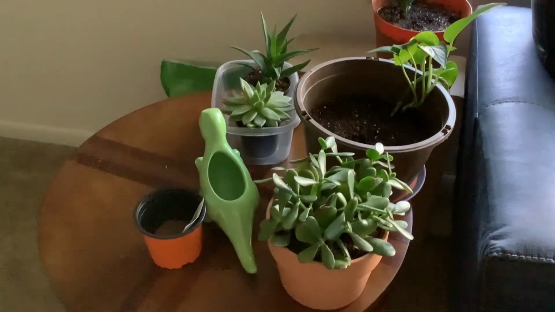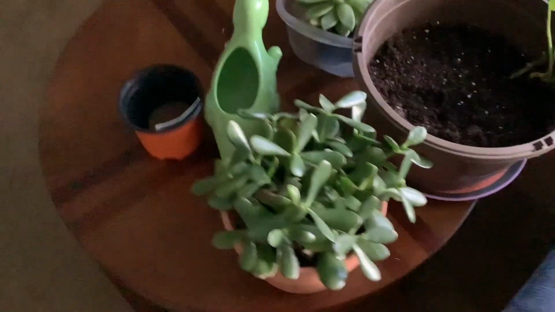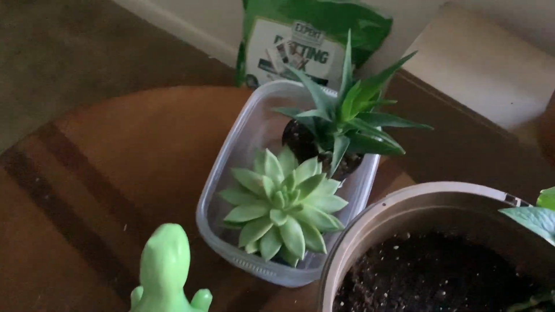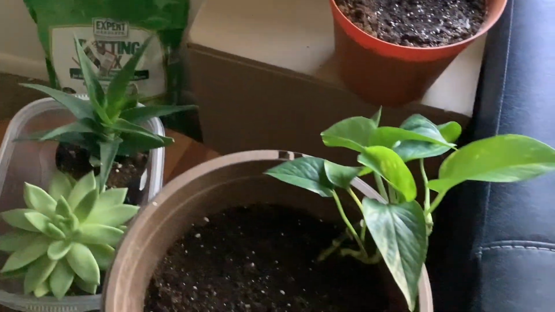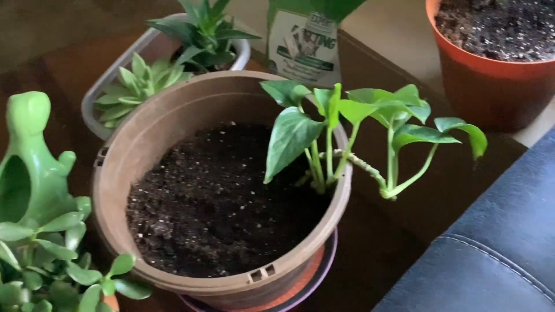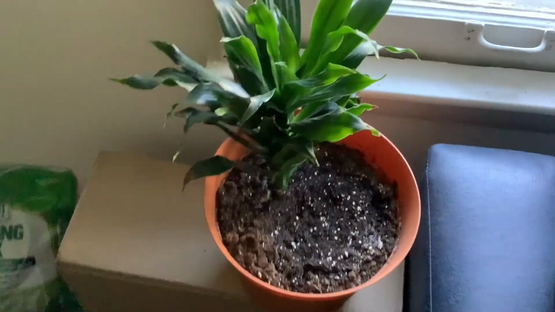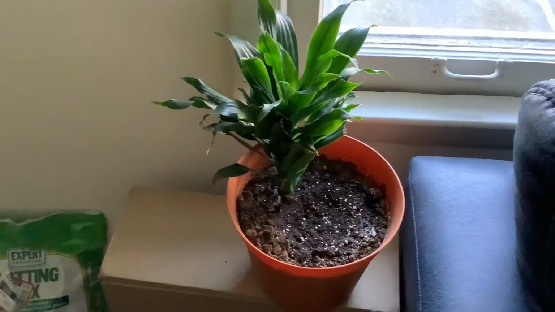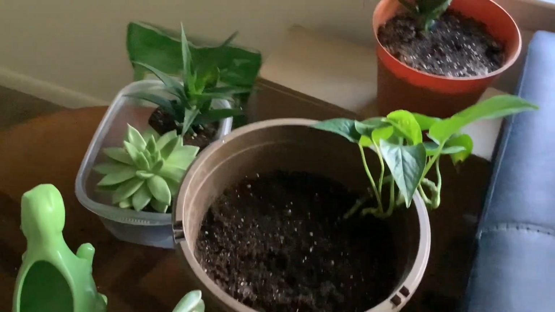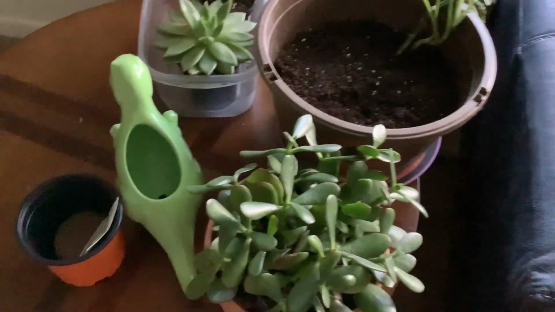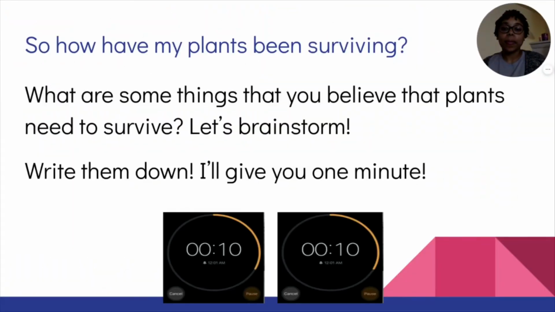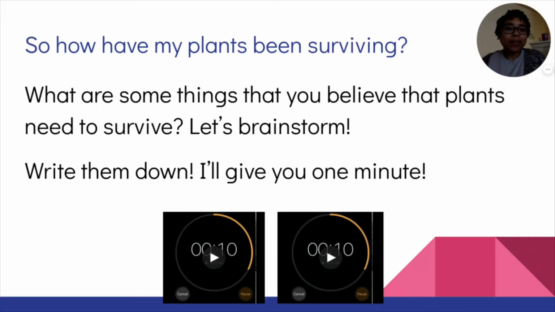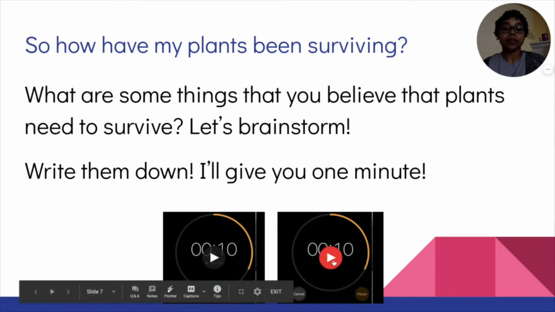Alright guys, so here are my plants. I have a couple of succulents. Some of you might recognize these from our classroom. I actually got this one from Miss Wright and this one from Miss Wright. So today we're going to be talking about what these plants, and all plants really, need to survive. So, how have my plants been surviving? What are some things that you believe that plants need to survive? Let's brainstorm. Write them down and I'll give you 1 minute. Starting the timer now.